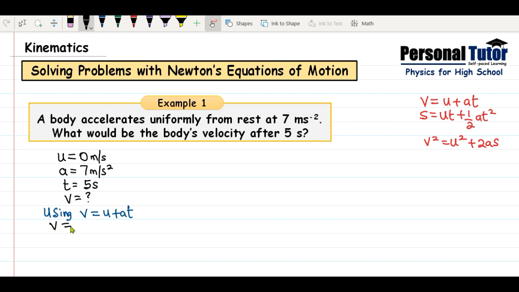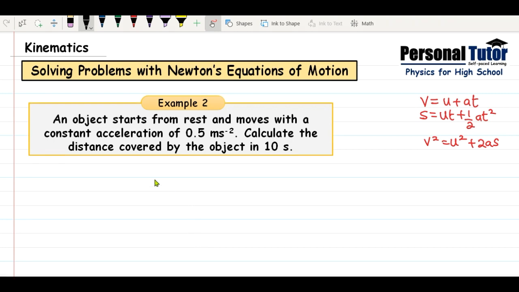v is unknown, but u is 0, plus a is 7 times t, which is 5. In this case, v is equal to 0 plus 7 times 5, which is 35. So v is equal to 0 plus 35, which is still 35. And the answer will be in meters per second. So that is the body's velocity, that's the v that we are looking for. Thank you very much. Let's take a last example.